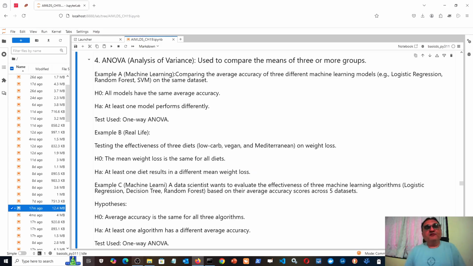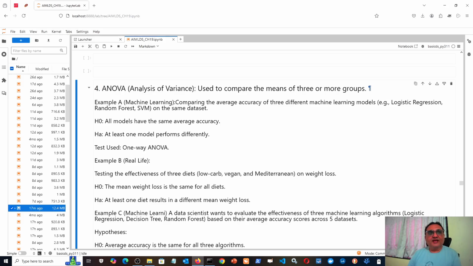Now here we want to discuss the fourth statistical test which is used for hypothesis testing, that is ANOVA. It is a short form of analysis of variance. So analysis means AN of O and variance means VA. So that is how the name ANOVA was decided. It is used to compare the means of three or more groups.